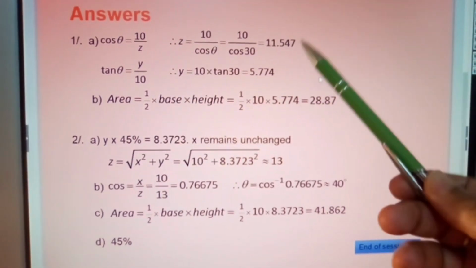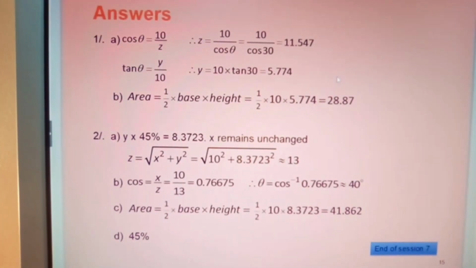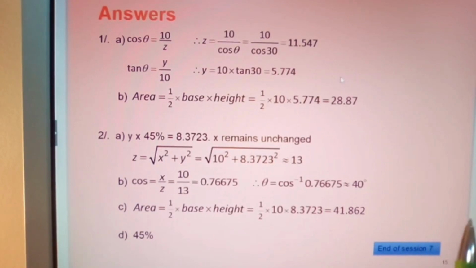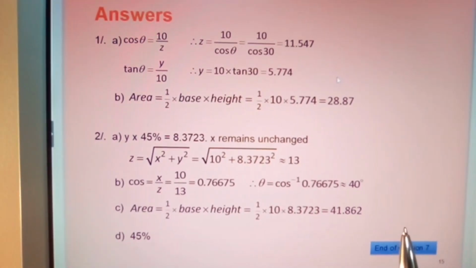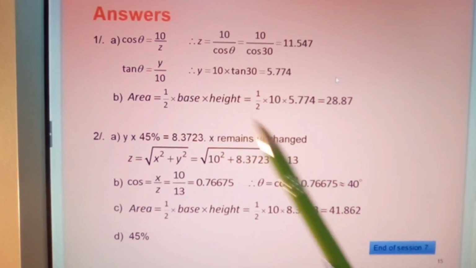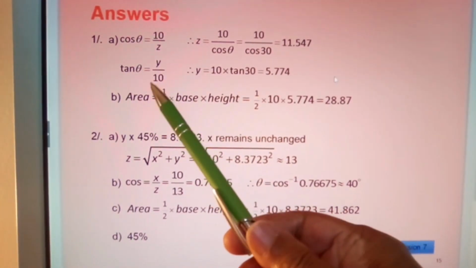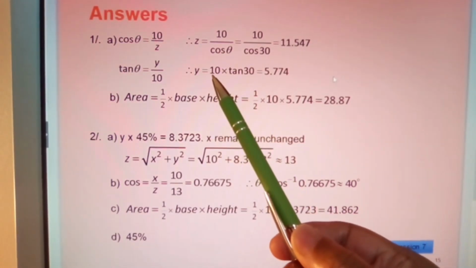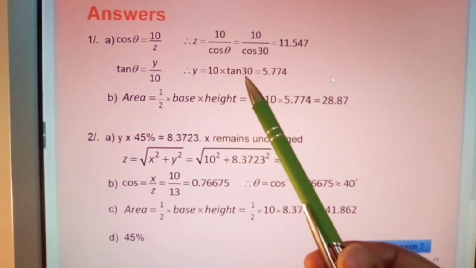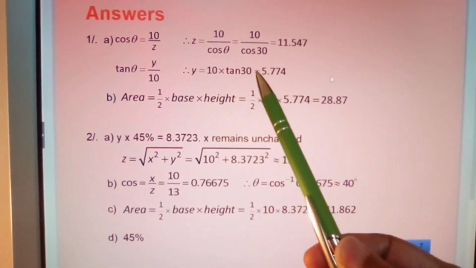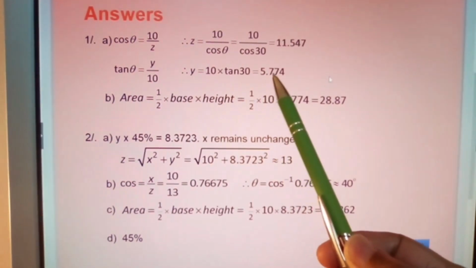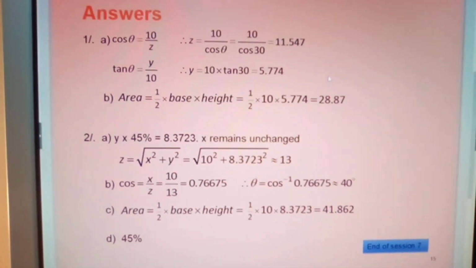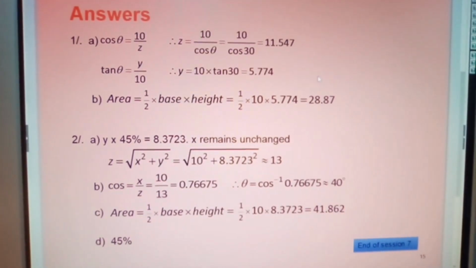Now again, I allow for the fact that there might be an error in my calculations, and I accept that. Okay. When you're doing these things in a rush, you don't always get a chance to correct them as you would like. And again, tan here, therefore y, you're looking for y equals 10 times tangent of 30 degrees. And again, here we have 5.774. Now again, area equals half the base times height.